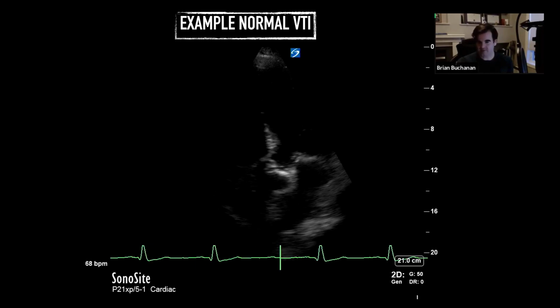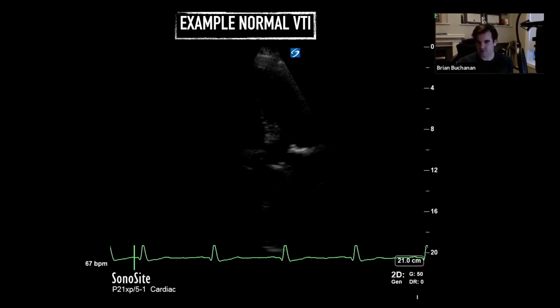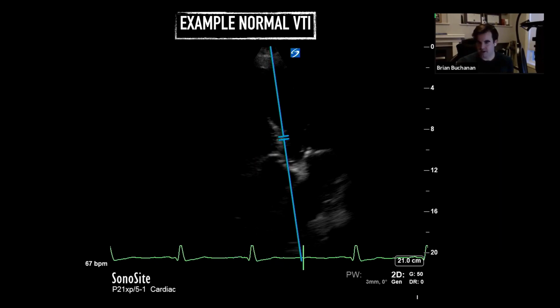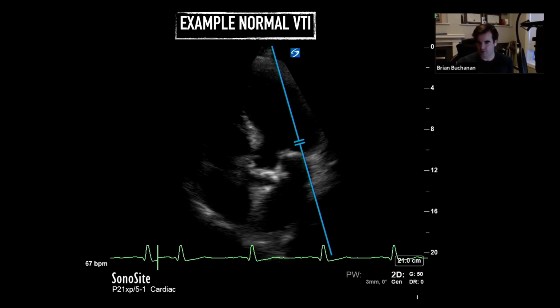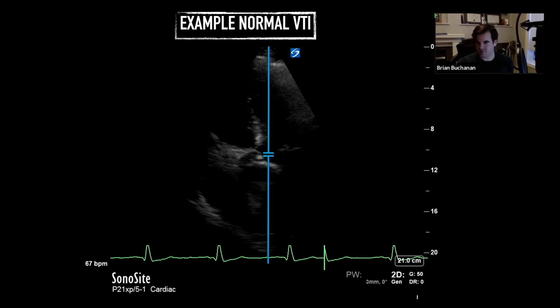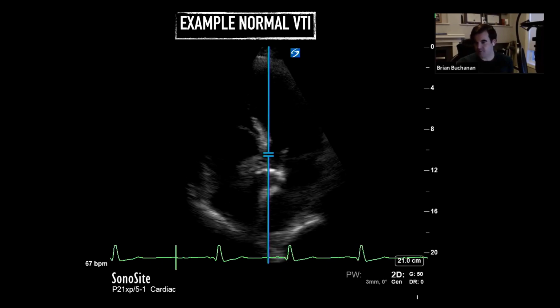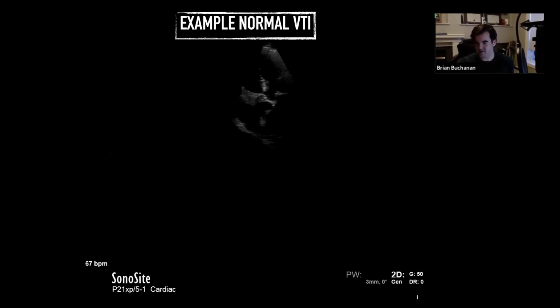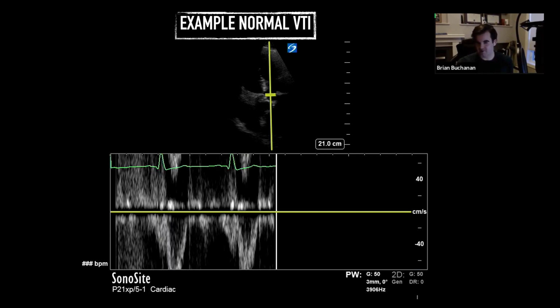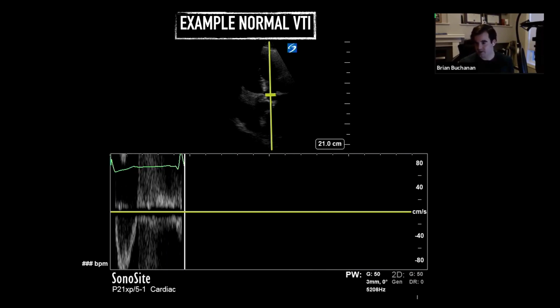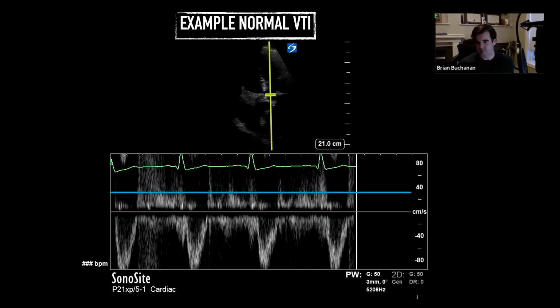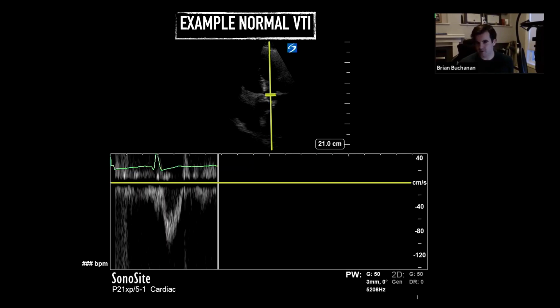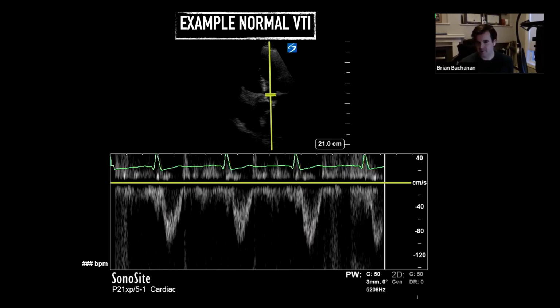So here's just an example of a normal VTI. We're just going to watch here. You can see that initially the angle was off, and so there's been some manipulation here for this 5-chamber just to optimize the angle of interrogation. So that sample volume box is a centimeter from the aortic valve. You can see the spectral waveform here. The baseline is adjusted upwards. That way we can see the full spectral envelope. And obviously the scale is optimized because you want to see the tip of that output.